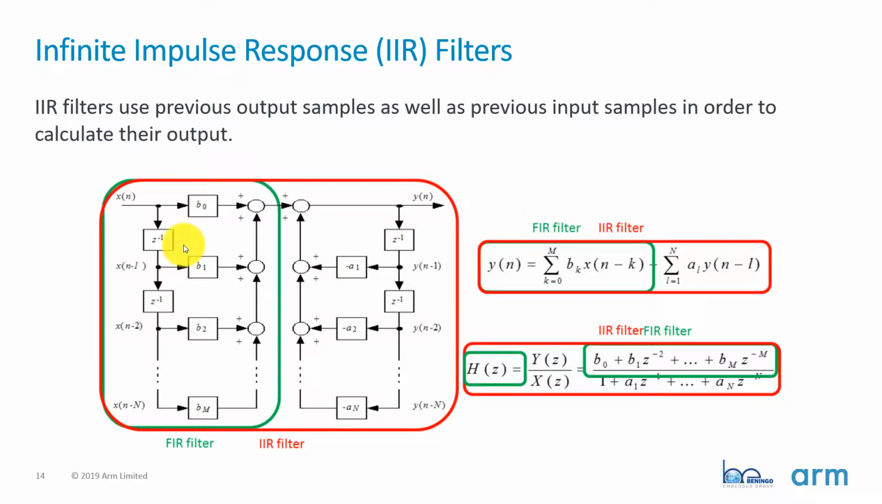Now, what's interesting here is that if you take a look at FIR filters and IIR filters, an IIR filter actually contains a component of an FIR filter. So you can see here in the equation that as part of the output, we have an FIR filter, and then we have a component here, which is actually the addition which makes it an IIR filter. So here's the whole thing.